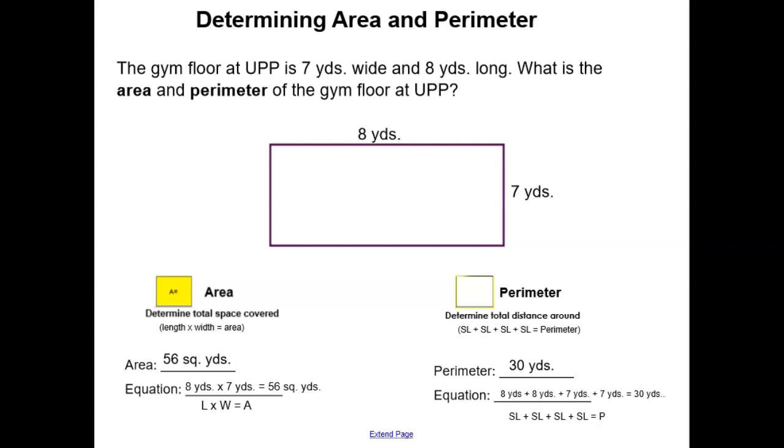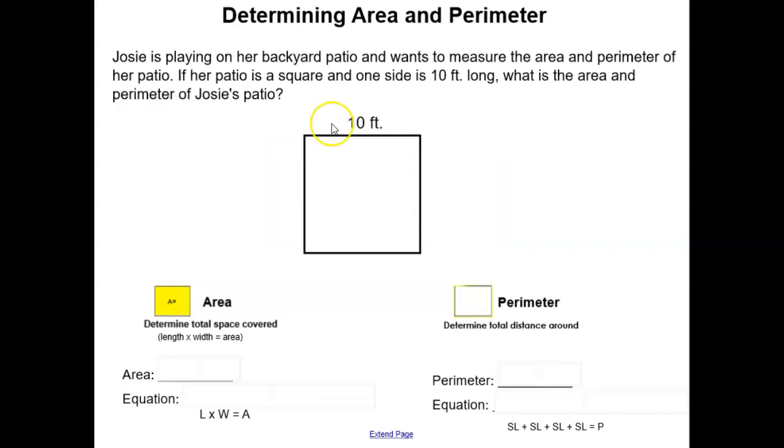Okay, let's do another one together. This is about my friend Josie. Let's read it together, and then you guys are going to solve this on your scratch paper right along with me. Miss Josie is playing on her backyard patio and wants to measure the area and perimeter of her patio. So Josie wants to figure out how much space is covered by her patio and the total distance around her patio. She wants to figure out both.